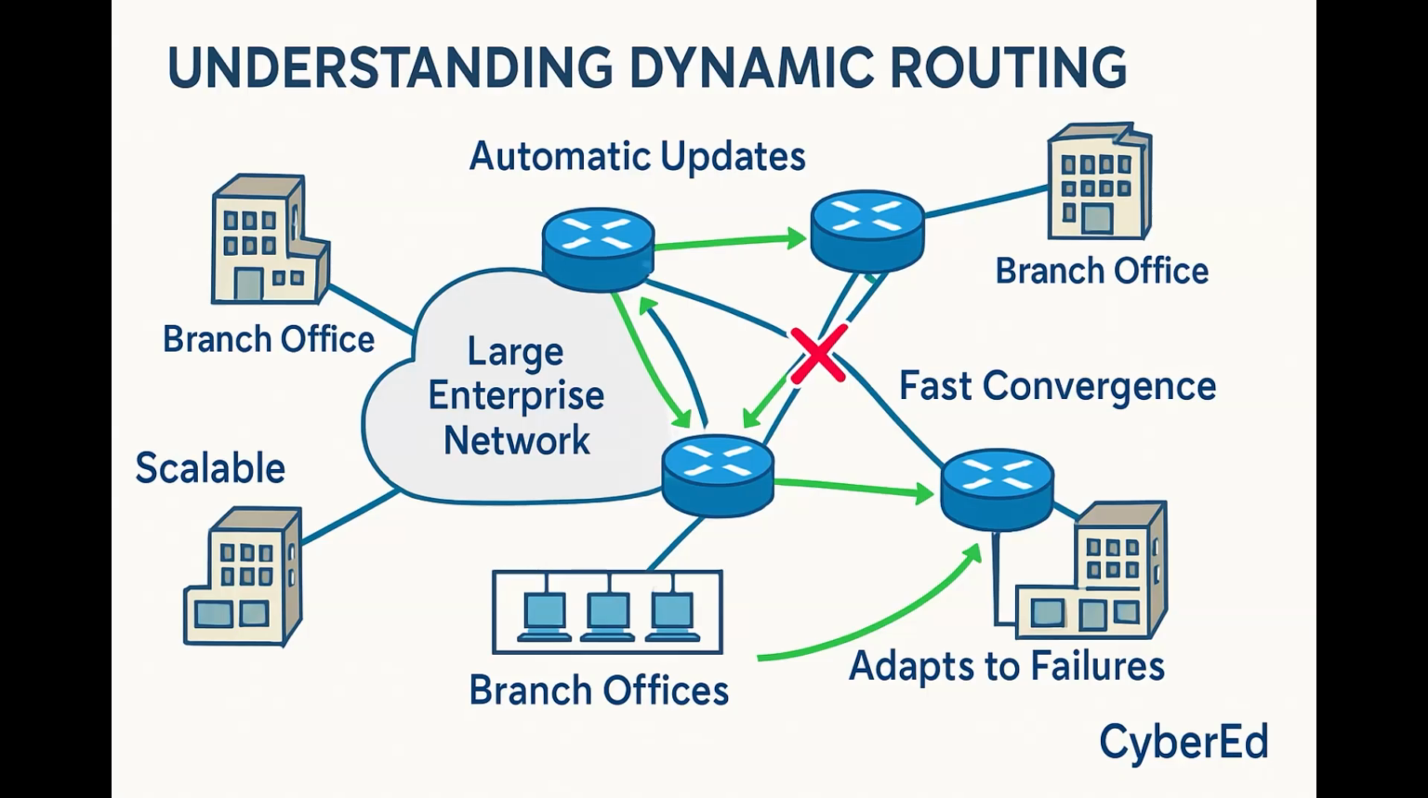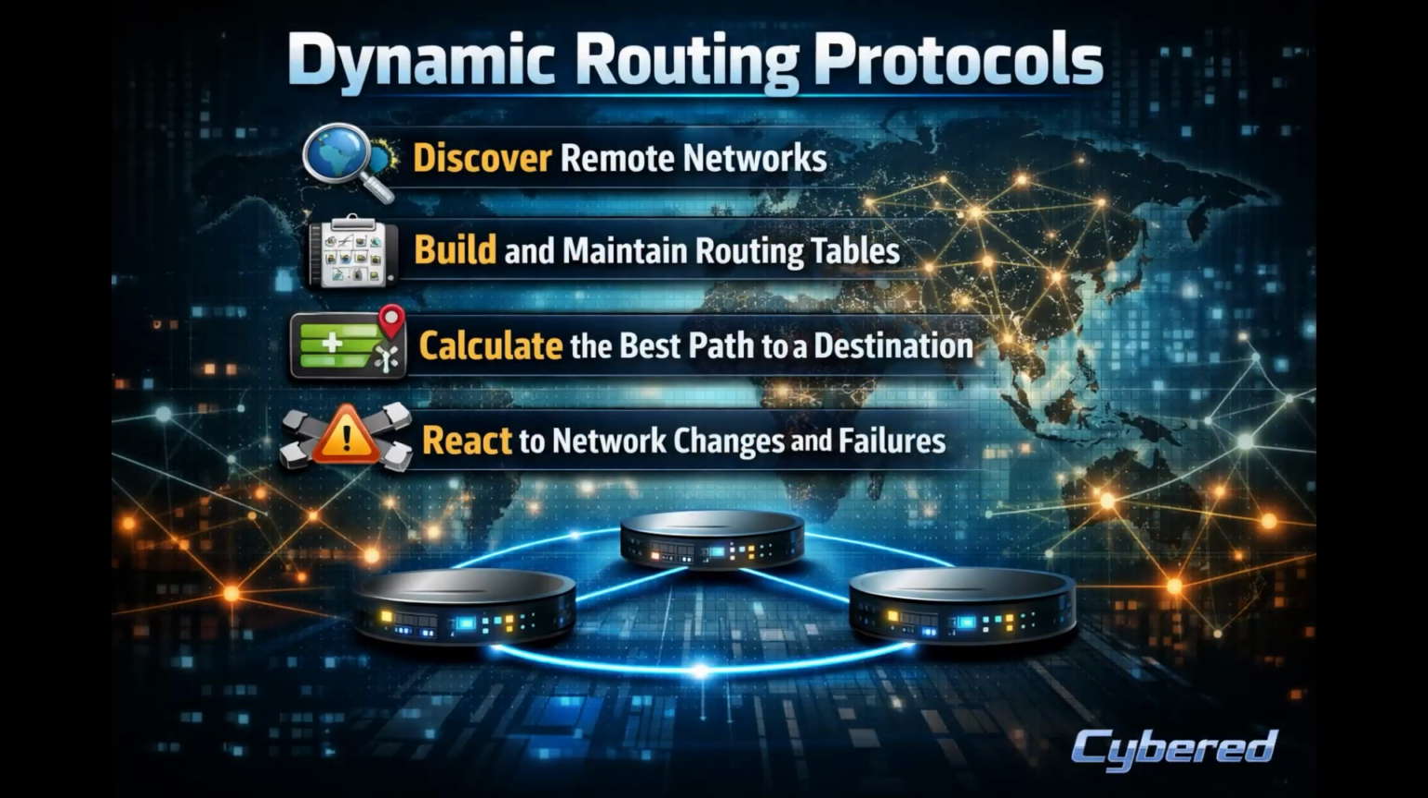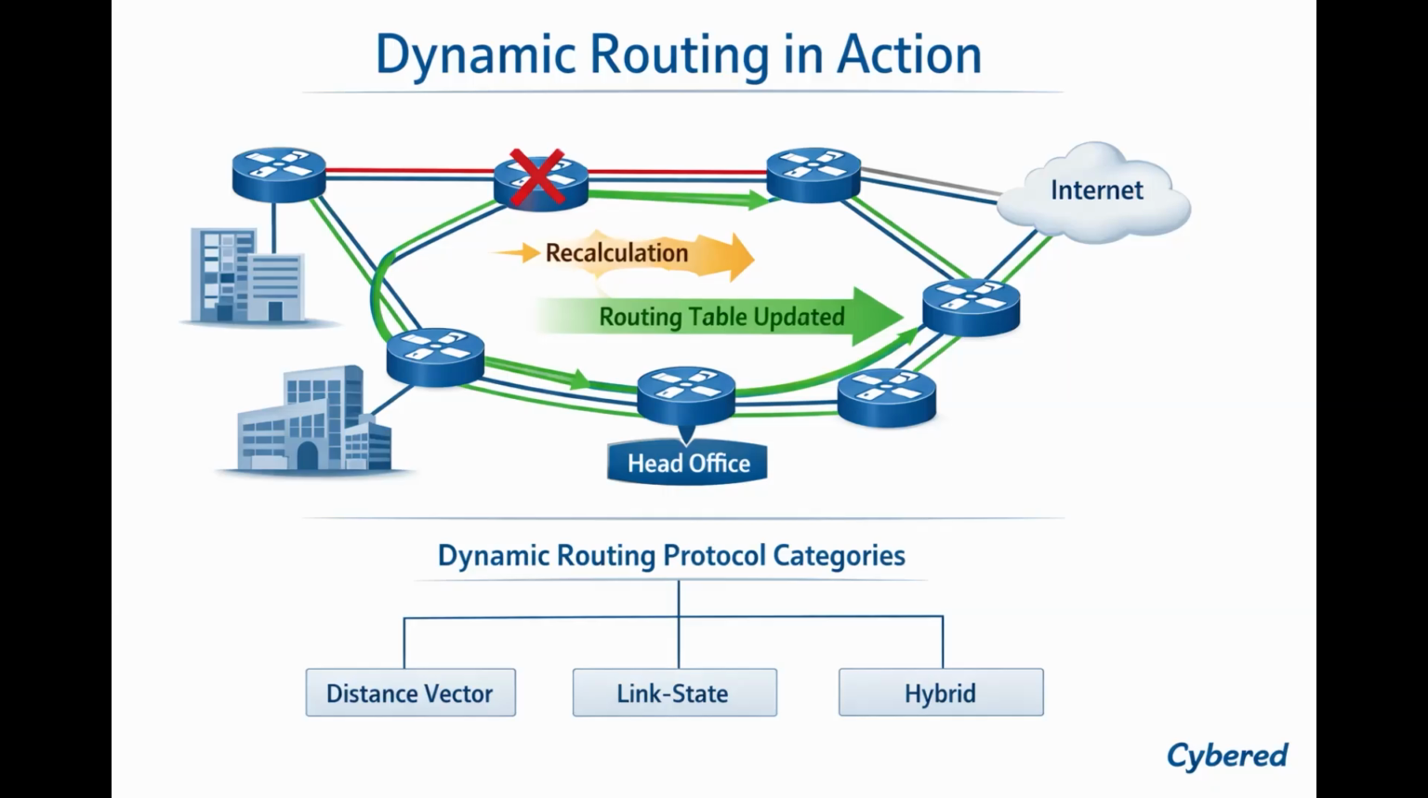Dynamic routing protocols solve this problem. Dynamic routing protocols are layer 3 protocols that allow routers to automatically discover remote networks, build and maintain routing tables, calculate the best path to a destination, and react to network changes and failures. When a route becomes unavailable, the routing protocol recalculates an alternative path and updates the routing table automatically without manual configuration.